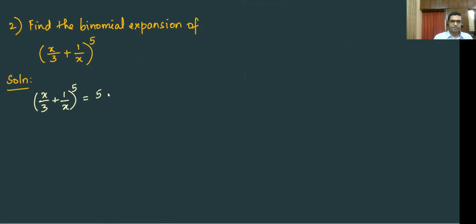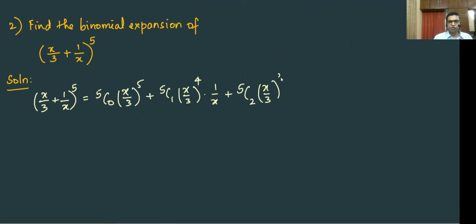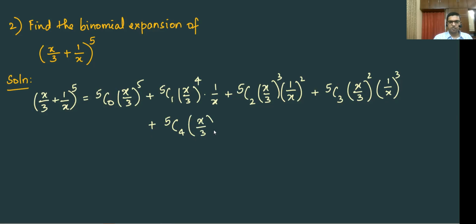5C0 (x/3)^5, plus 5C1 (x/3)^4 into 1/x, plus 5C2 (x/3)^3 (1/x)^2, plus 5C3, and so on up to (1/x)^5.